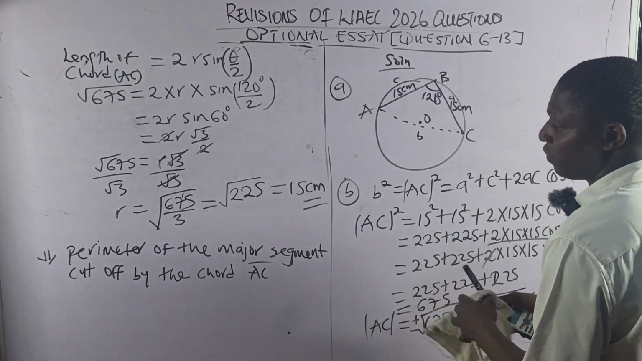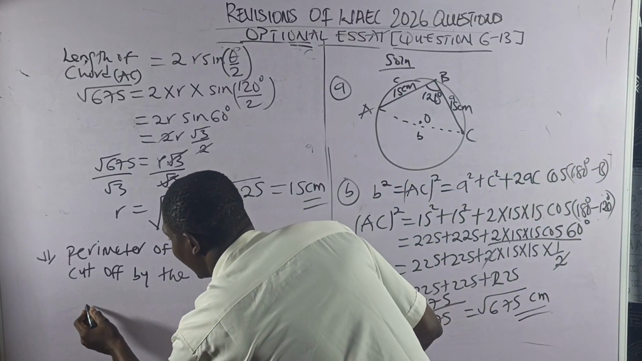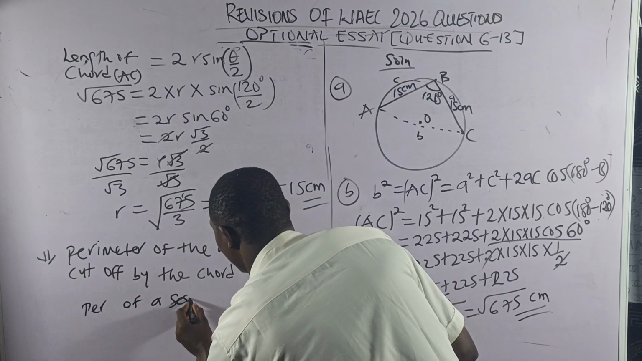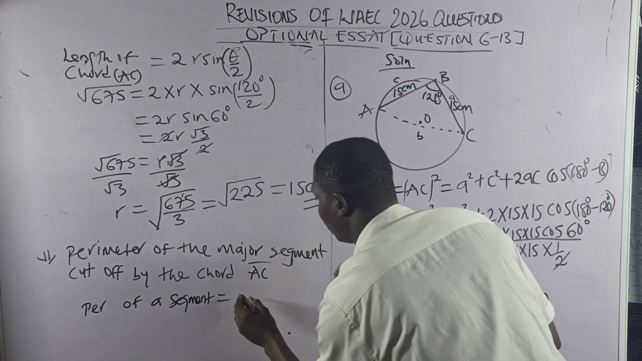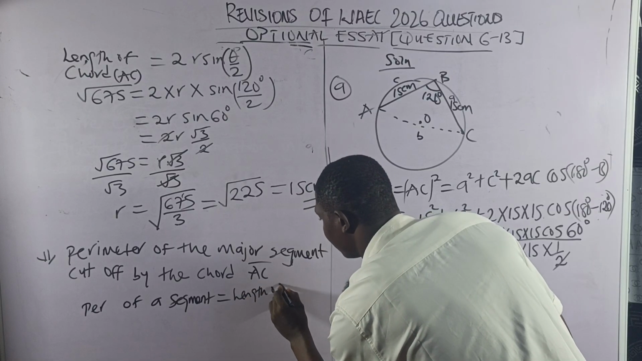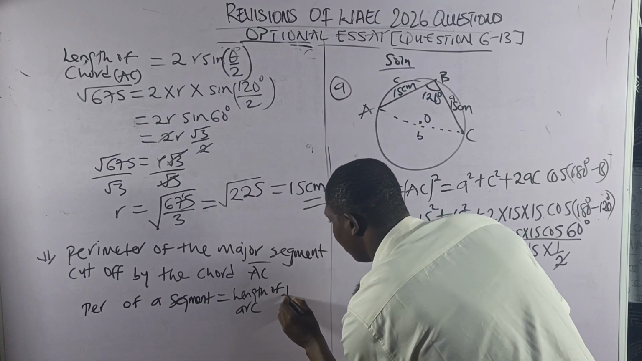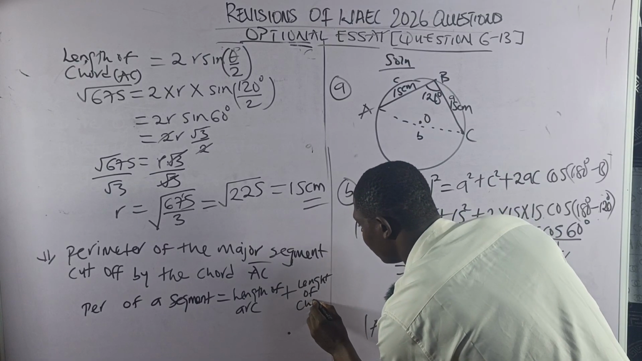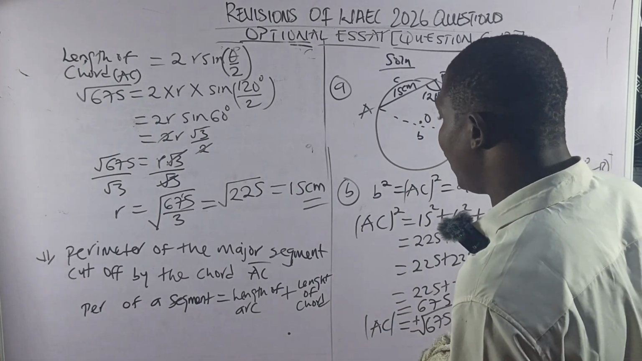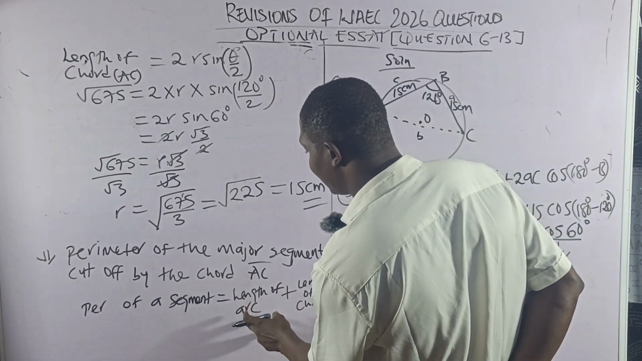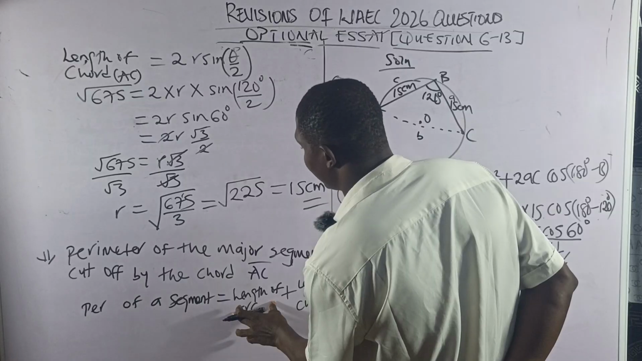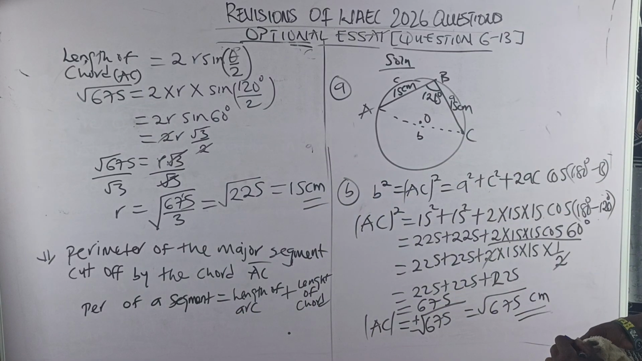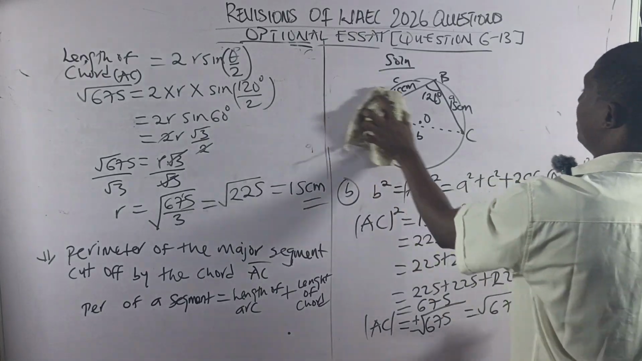Now we must know our perimeter formula. So the perimeter of a segment in general is equal to length of arc plus length of chord. Now length of arc is simply theta over 360 times the perimeter of a circle.